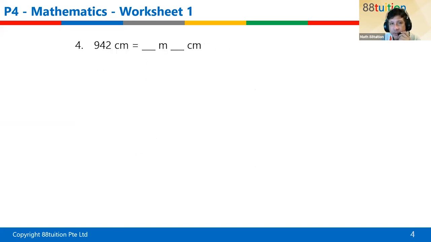Question 4 onwards involves conversion. So this is length. What we must know is 100 centimeters is equal to 1 meter. Right? And in the question, we have 942. So 900 centimeters is 9 meters. The other portion, the 42 centimeters, is not big enough to be converted into meters. So the 42 centimeters remain as they are in centimeters. Our answer is 9 meters and 42 centimeters.